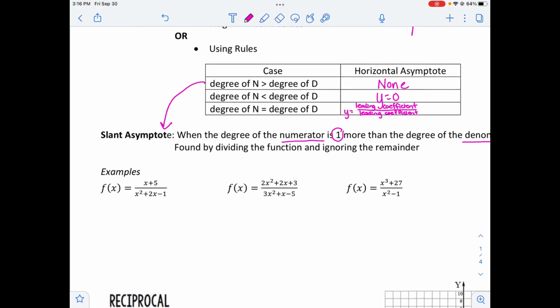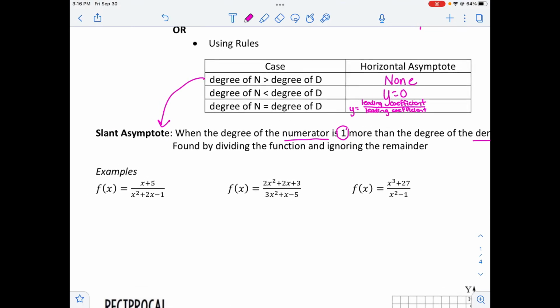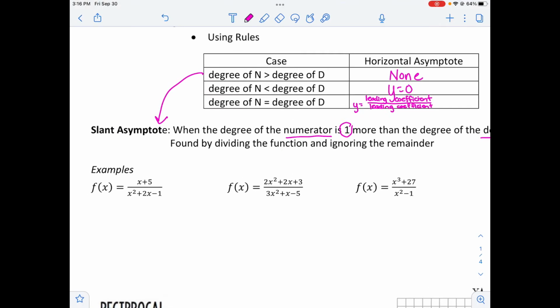So we're going to use our rules here. These are some rational functions. I am not going to factor them for this rule situation, just so you can see it doesn't matter if they're factored. If they're factored, same difference.